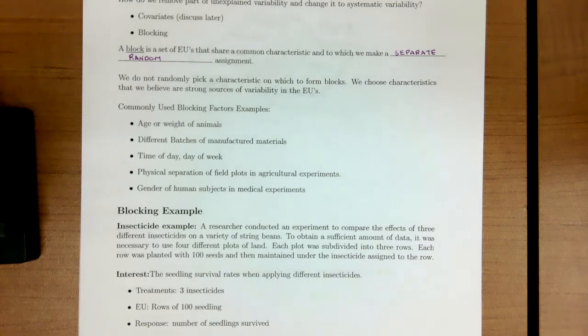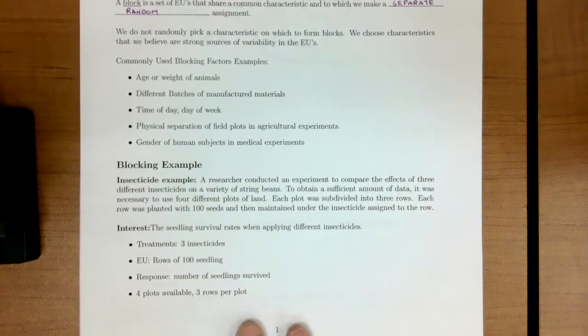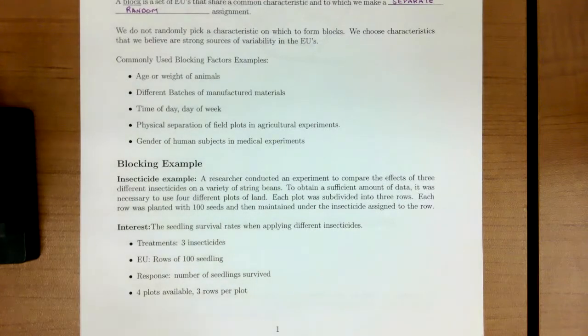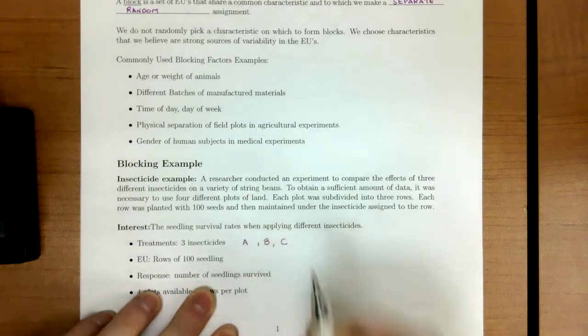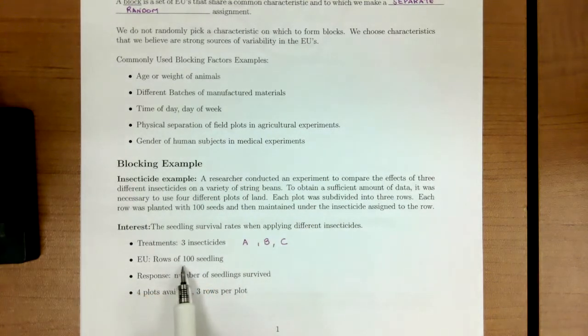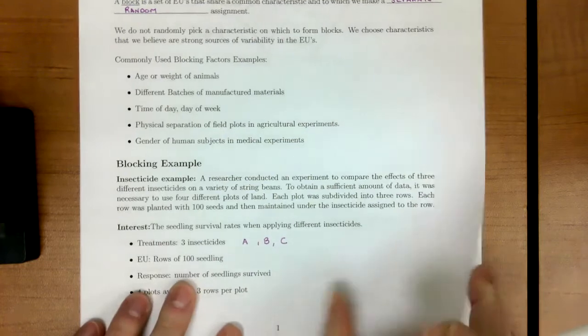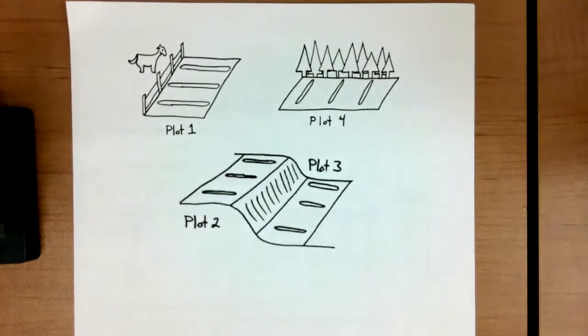So, what's our interest? Our interest is the seedling survival rate when applying different insecticides. We have 3 treatments, which we'll label as A, B, and C. Then we have rows of 100 seedlings, which is our experimental unit. It's our experimental unit because the row is what we're applying our treatments to, and our response is the number of seedlings that arrive. So we're going to have 4 plots, and in each plot we're going to have 3 rows. To help give us a better idea, here's a little cartoon.